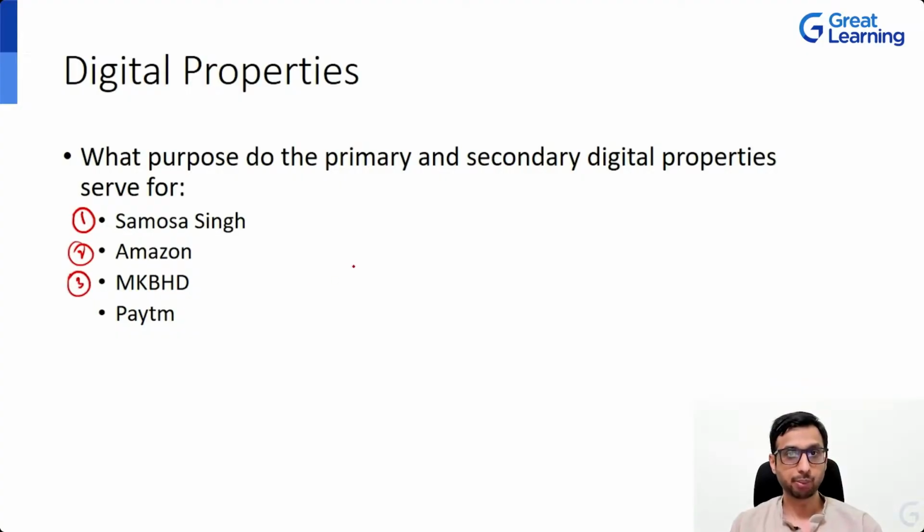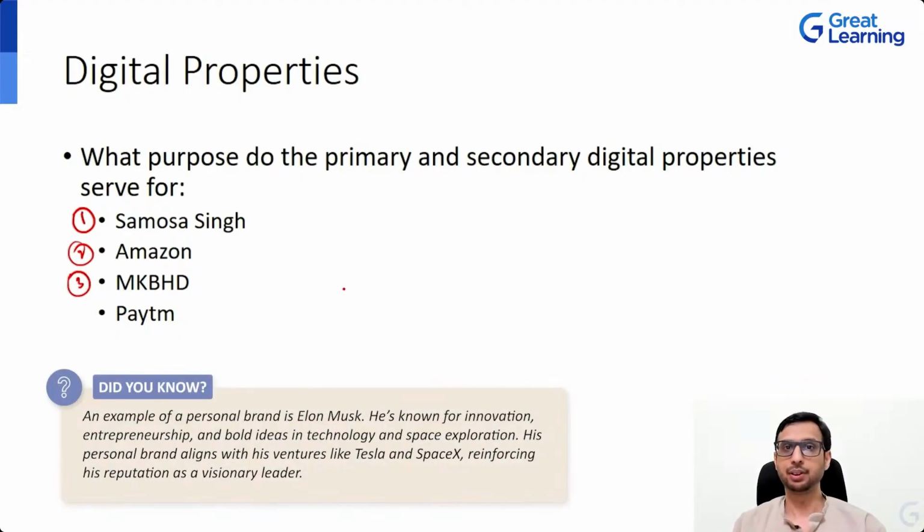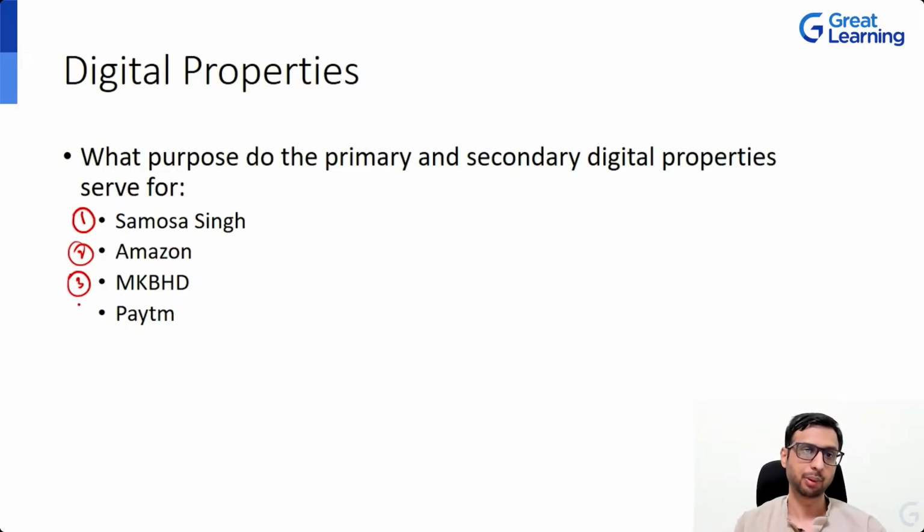We have seen a personal brand who makes his revenue through actually the secondary digital properties, but still has a primary digital property, which is used as a front to divert traffic to the secondary digital properties. We have seen an app, Paytm, whose main business actually happens and transactions happen on the app, but they still have a Paytm.com.